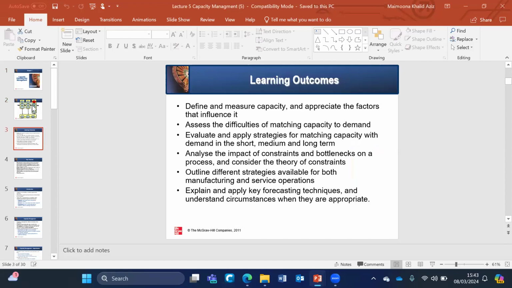Now, we're going to define some learning outcomes. We're going to define the measures and capacity. We're going to assess difficulties. We're going to evaluate and apply strategies for matching the capacity with demand. We're going to analyze the impact of constraints and bottlenecks. We're going to outline different strategies available, and we're going to explain and apply key forecasting techniques.